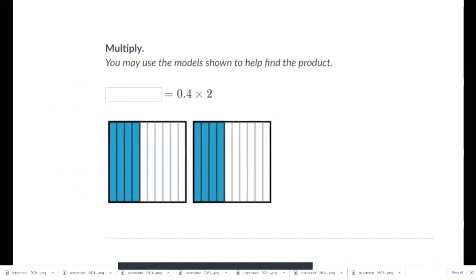So what you're going to be doing today is using models to figure out how to multiply a decimal times a whole number. And if you just think about it, like this 4/10 times 2 means you have 2 groups of 4/10. You can look at the model and see, okay, 4/10 plus 4/10 is going to be 8/10.